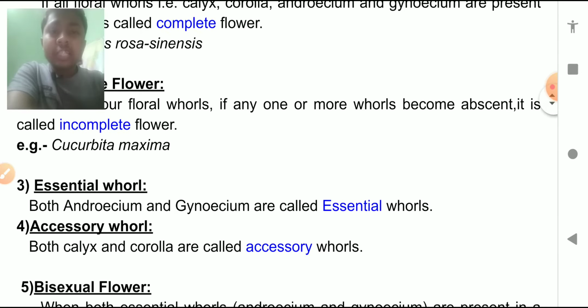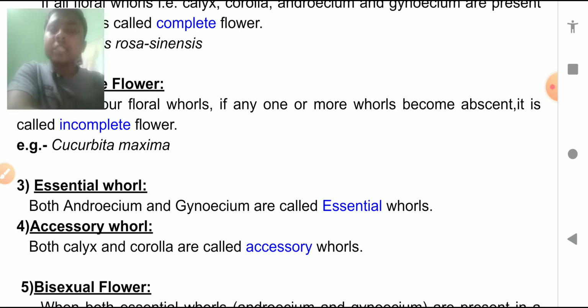Next we talk about essential whorls and accessory whorls. What is an essential whorl and what is an accessory whorl? First of all, when we discuss flower morphology, we talk about four floral whorls: calyx, corolla, androecium and gynoecium. Out of the four floral whorls, two are accessory whorls, calyx and corolla, and two are essential whorls, androecium and gynoecium.